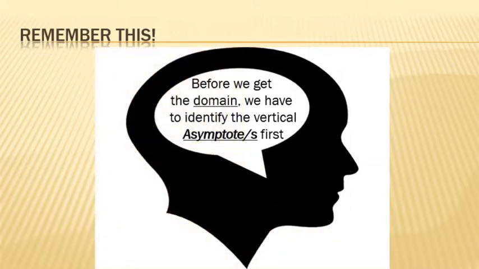Before we get the domain, we have to identify the vertical asymptote or asymptotes first. Posible kasing isa or dalawa or tatlo or higit pa ang ating vertical asymptotes. Depende sa given. So, pag nakuha natin yung vertical asymptote, definitely alam na rin natin yung domain. The same with the horizontal asymptote. Pag nakuha natin yung horizontal asymptote, alam na rin natin yung range.